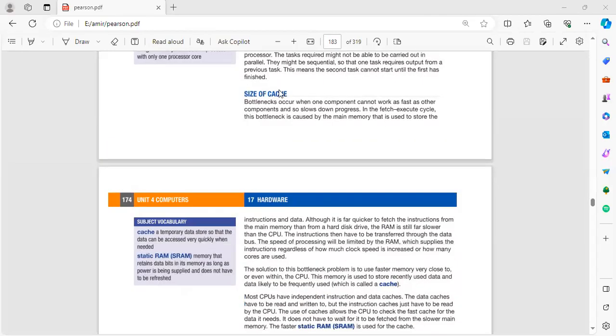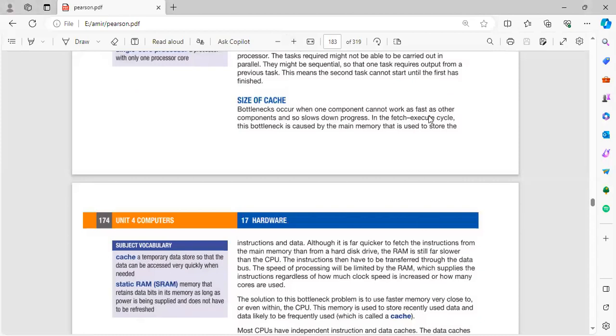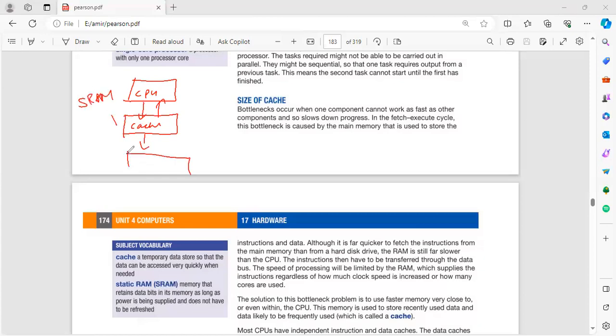I think I remember size of cache. Do you remember size of cache? No, sir. Do you know where cache exists in a computer? No, sir. I told you last time. You forget. Now this is the CPU. CPU is connected with the cache. Cache memory is also called SRAM. Cache is connected with RAM. CPU is also connected with RAM. This is the way of connectivity.